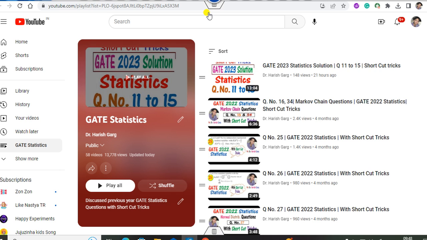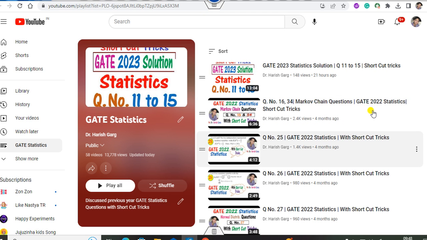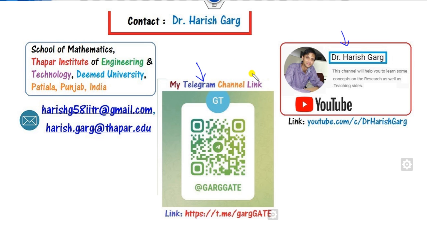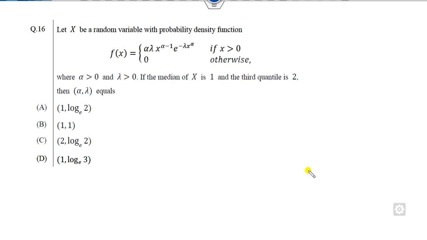What we discussed in our previous lecture: we discussed questions 11 to 15 of the previous year GATE 2020 complete sets. Now in this lecture we will start from question number 16 to 20. So let's start with this question. That's very simple. Again we will use the help of the shortcut tricks.